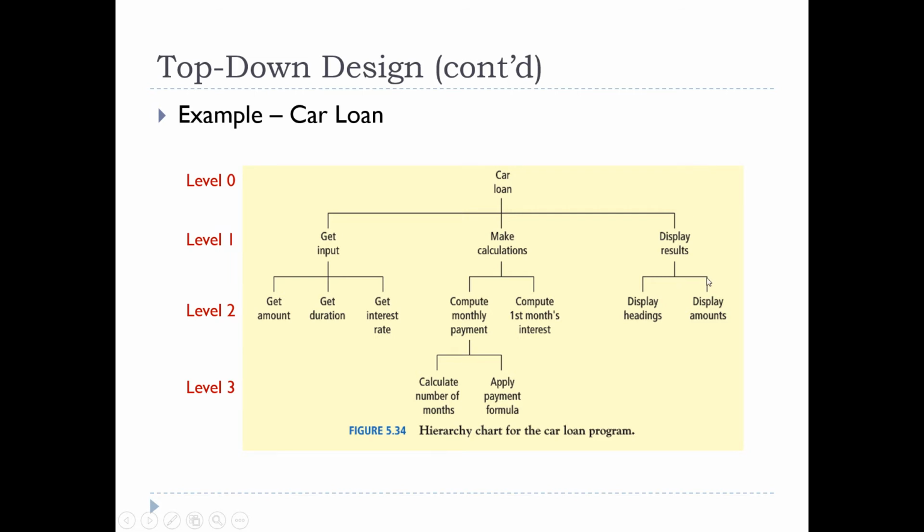The display has 2 different types of display. So you break it down into smaller components, and then you have display the headings and display the amounts and so on. So you can see this example has four levels down, starting with the application itself. Okay, so it becomes very specific now.